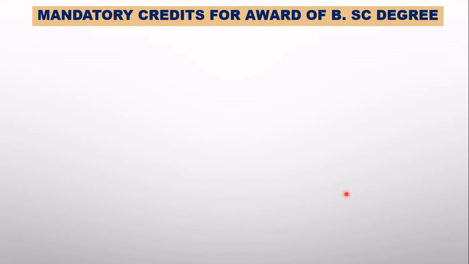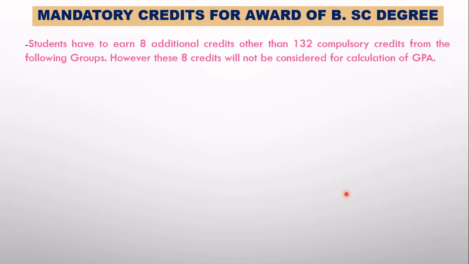Now we will see mandatory credits for the award of BSc degrees. So as we have seen, apart from the regular 132 credits, students have to earn additional 8 credits for the completion of the degree. These credits can be earned from the different 9 groups. As per the interest of the student, he can earn those credits from one of the following 9 groups.